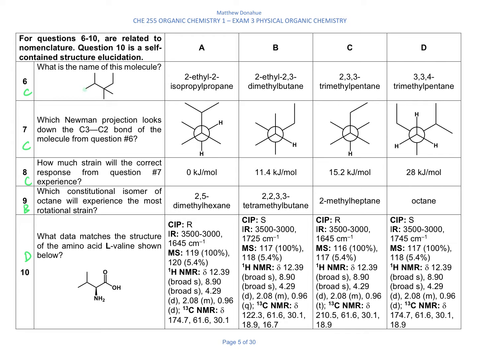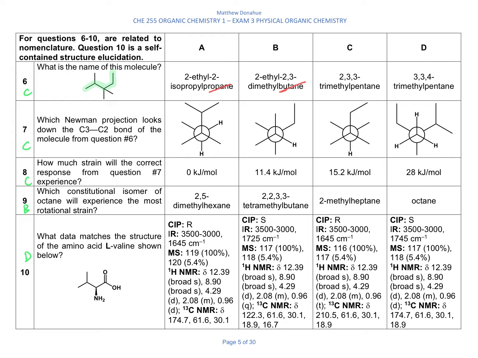So we'll just start here. There's 1, 2, 3, 4, 5. So it looks like it's a pentane derivative. And so if we're going on that, we can immediately eliminate propane, butane. We're left with C and D, which are both pentanes. And then the difference between them is the locant numbers: 2, 3, 3 versus 3, 3, 4.